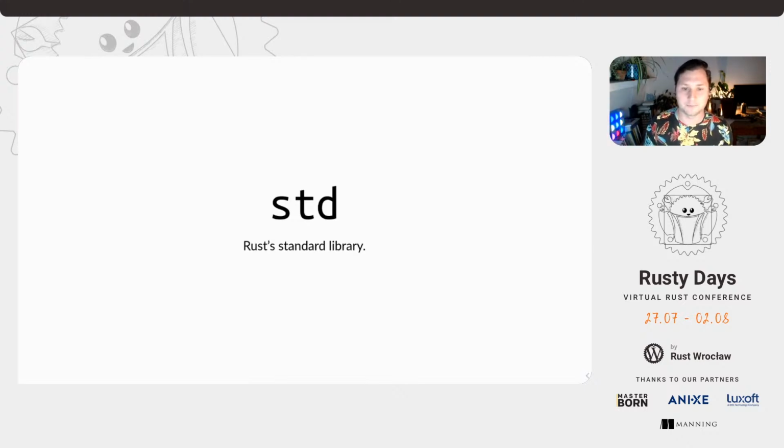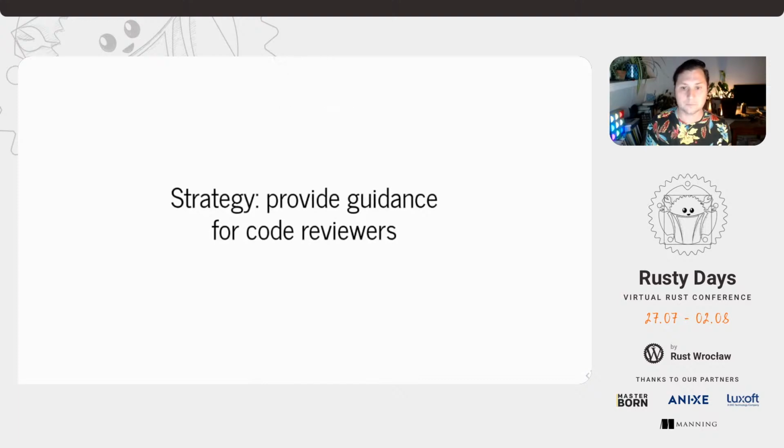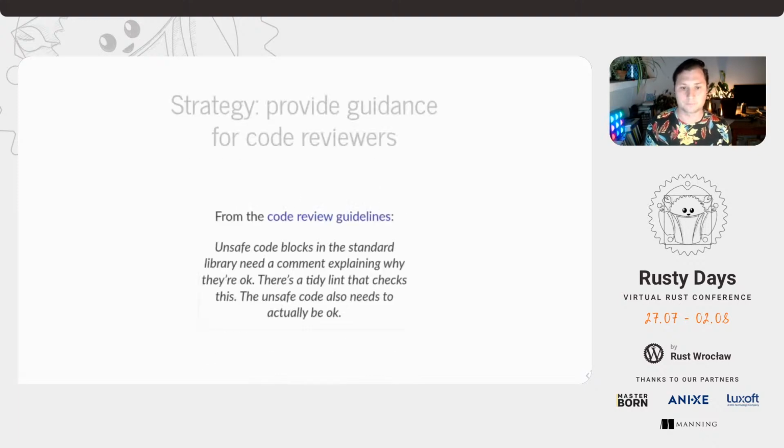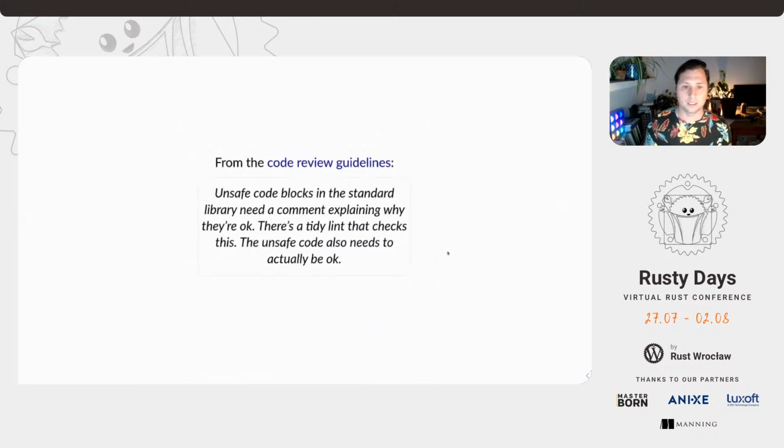I also wanted to look at the Rust standard library. They have provided explicit advice for code reviews. They require comments around each use of unsafe, and they have some tooling, a lint in their continuous integration builds that checks that there is a comment. Obviously, the lint probably can't read code comments to check that they relate to the code block, but at least they're there. And there are humans checking these things as well.